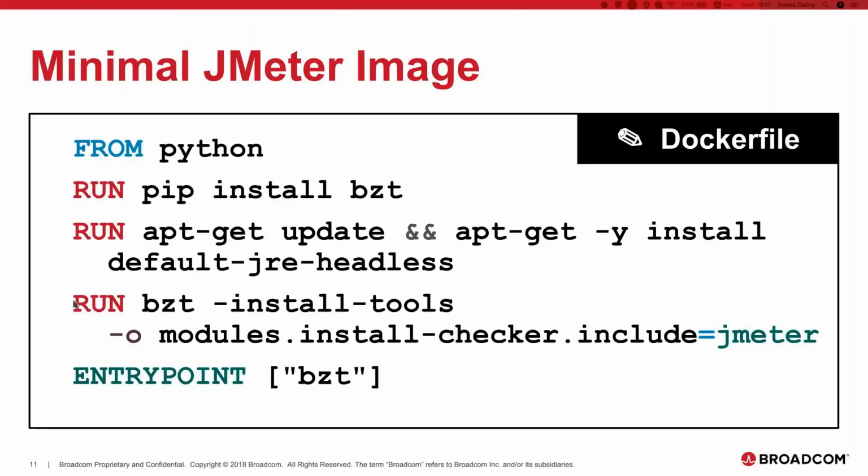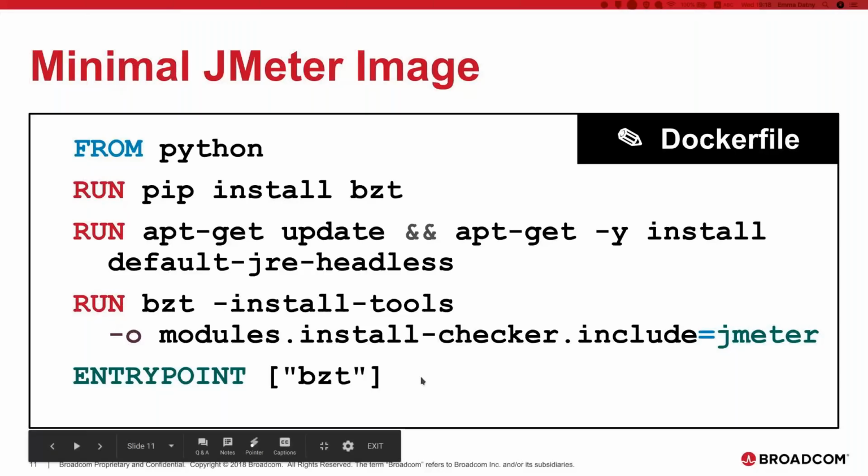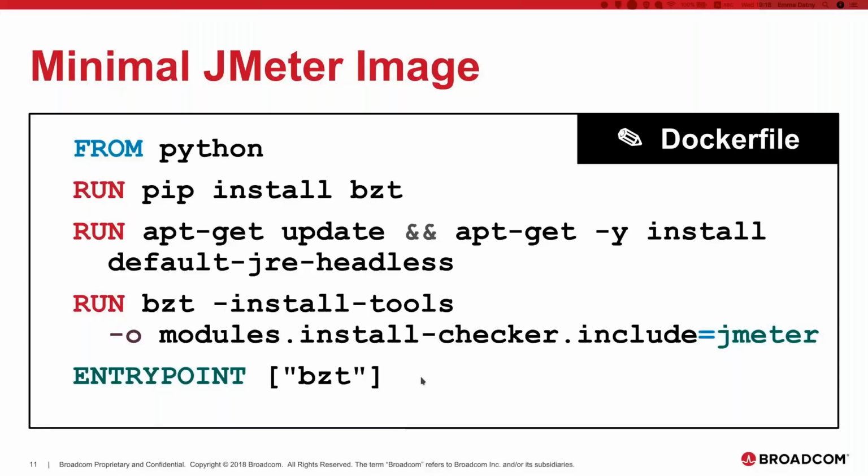The next step is to pre-install JMeter into the Docker image. For that, you would use the convenience of Taurus. bzt has a special command, -install-tools, and there is an option saying that from the tools that Taurus knows, we only want to include JMeter. Finally, we want to state that our image by default invokes Taurus and passes the parameters to Taurus. This is the meaning of the Dockerfile.